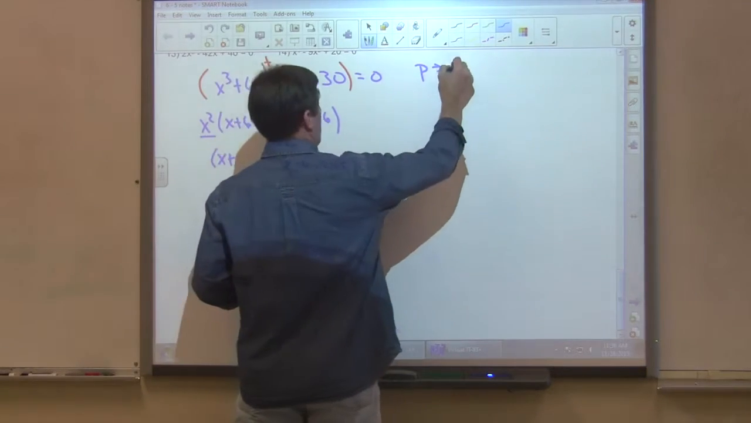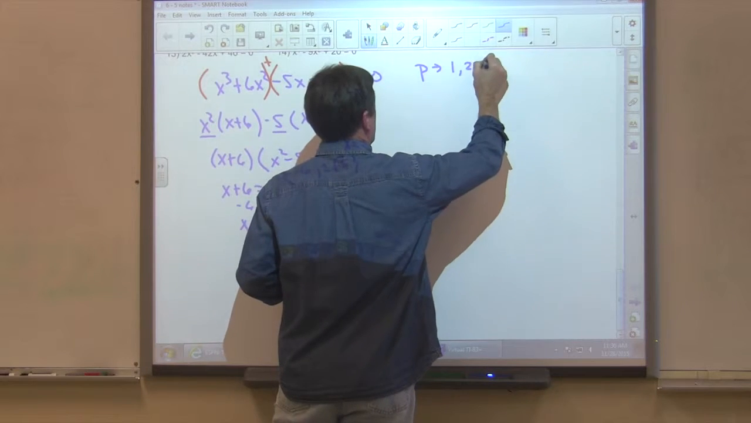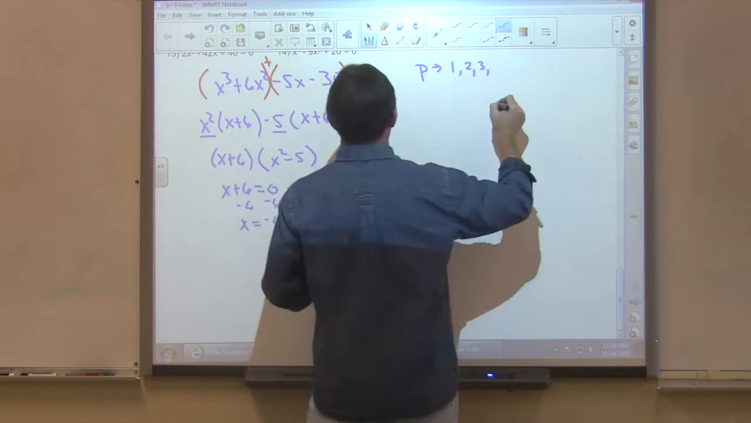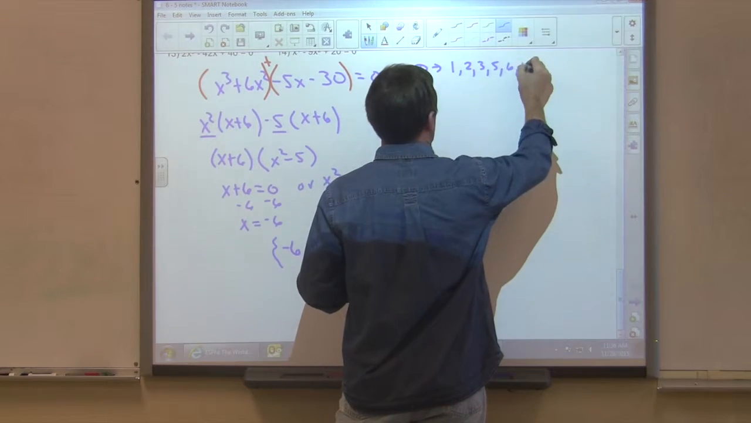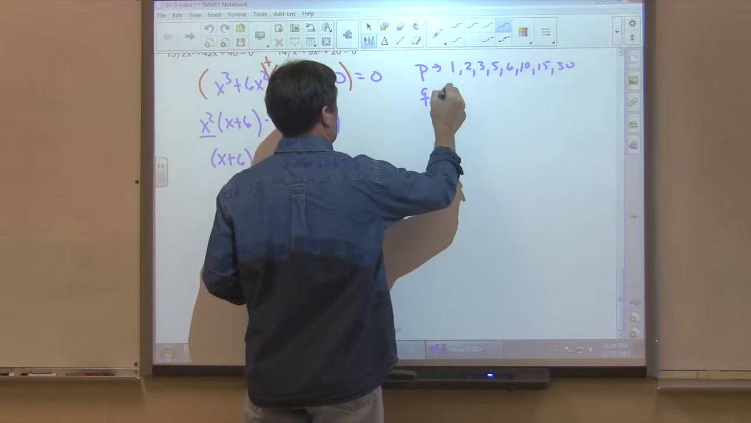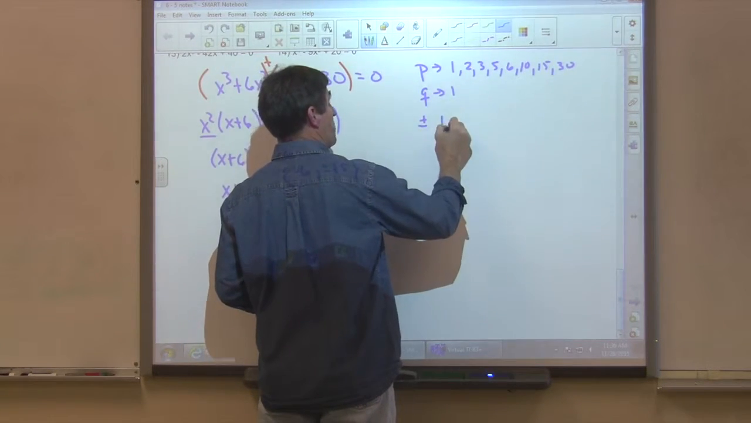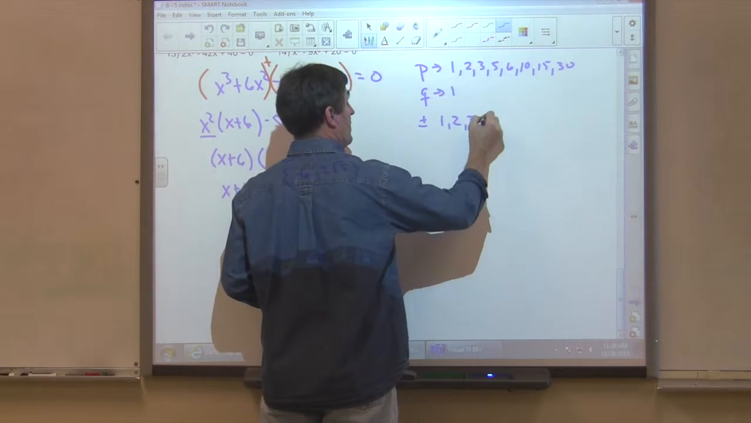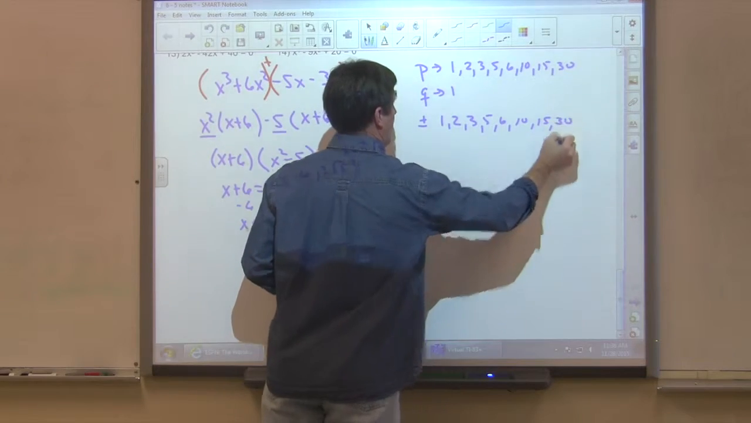Our factors of p are 1, 2, 3, 5, 6, 10, 15, and 30. And our factors of q are 1. So we could have gone through and done plus or minus 1, 2, 3, 5, 6, 10, 15, and 30.